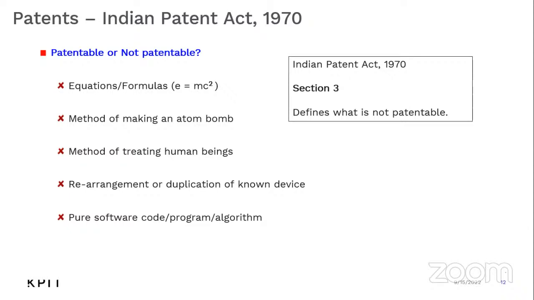Section 3 of the Indian Patent Act defines certain specific ideas which are not patentable. As you can see, equations or formulas or abstract ideas, or any ideas that are harmful for the public in general, like making of an atom bomb and so on, methods of treating human beings, or just rearrangement or duplication of already known devices or substances, these are not patentable according to the Indian Patent Act section 3.